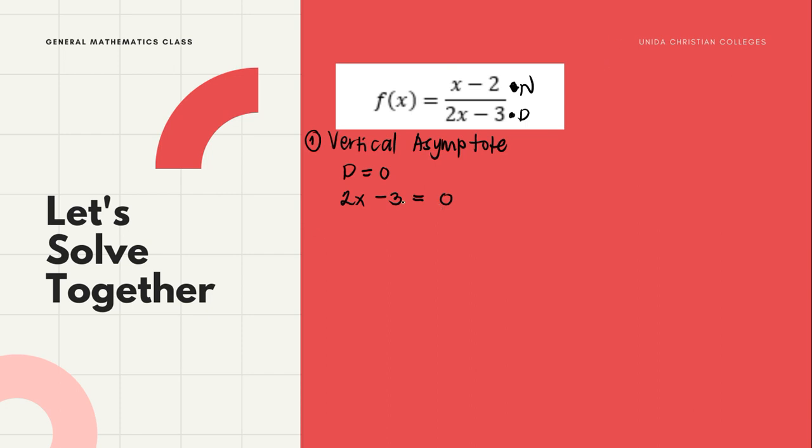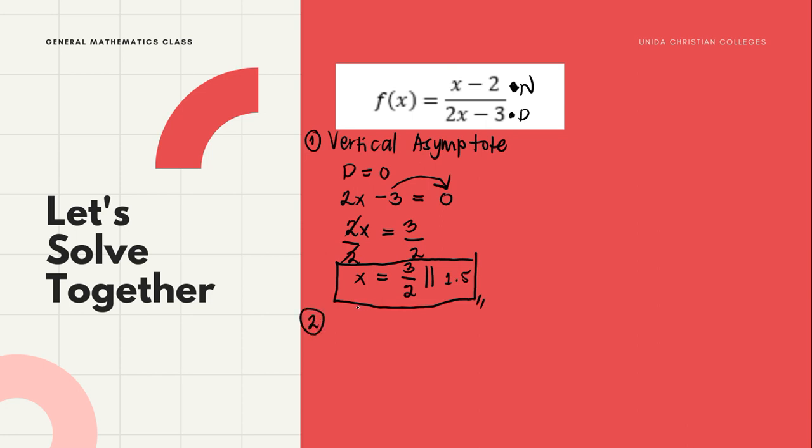Okay, and then after that, since we are solving for the value of x, transpose. We have 2x is equal to, since this is negative 3, it will become positive 3. Okay, and then eliminate po natin yung kasamang leading coefficient ni variable, which is 2. So, divide both sides by 2. We have the value of our x is 3 over 2, or that is 1.5. Okay, and this will be our vertical asymptote.